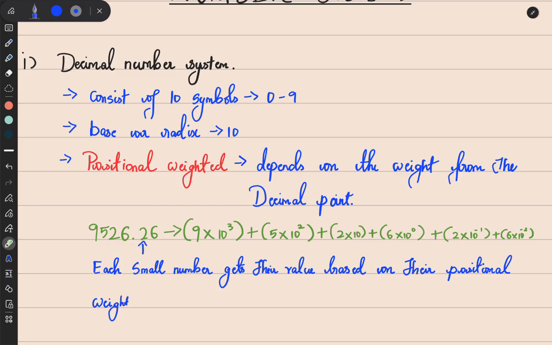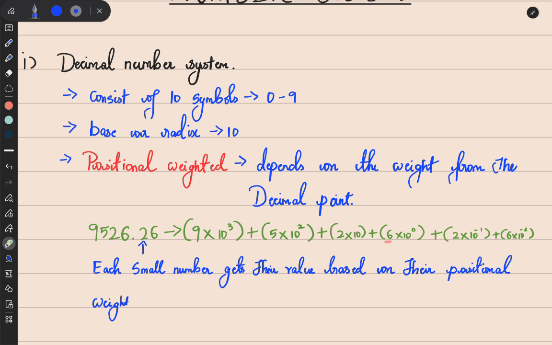For example, to understand that, we have this number, 9526.26. This can be represented as 9 into 10 power 3 plus 5 into 10 power 2 plus 2 into 10 power 1, and so on. So this is basically the sum of the product of each symbol multiplied with its positional weight. Here the positional weight is 10 to the power 3, here 10 to the power 2, here 10 to the power 1 and 10 to the power 0.